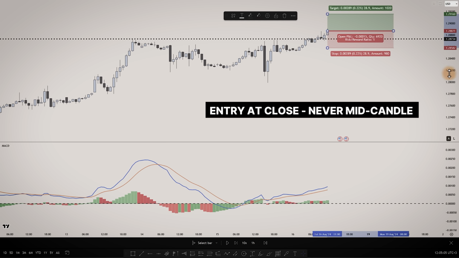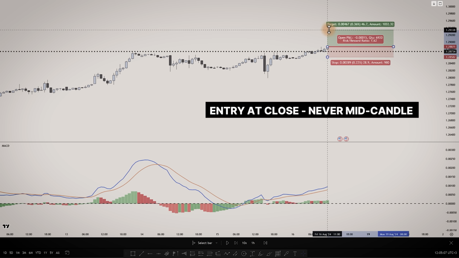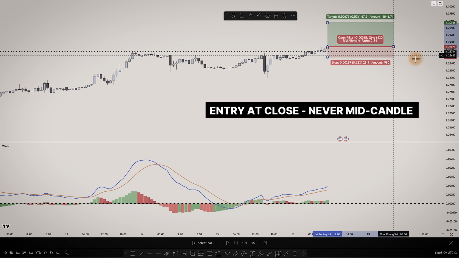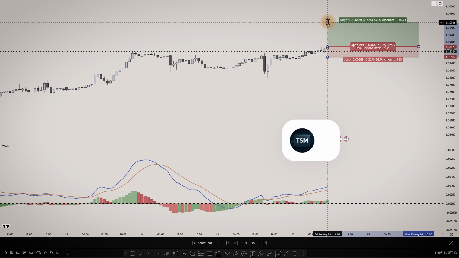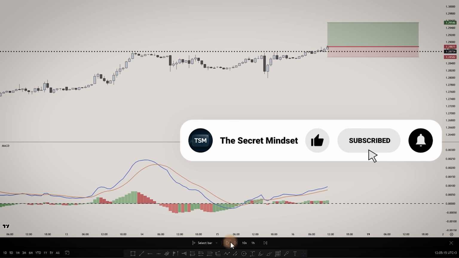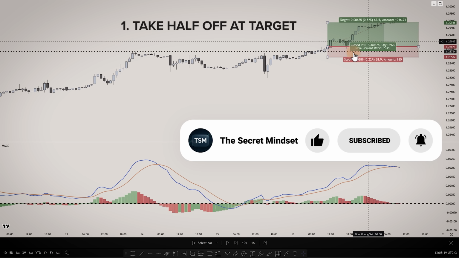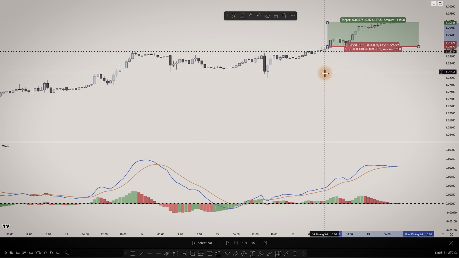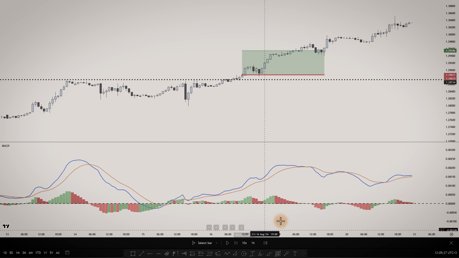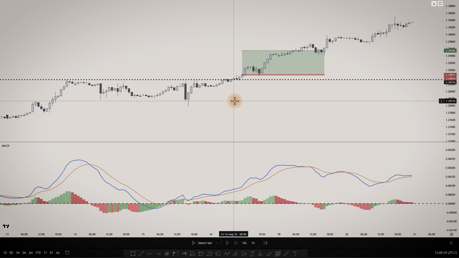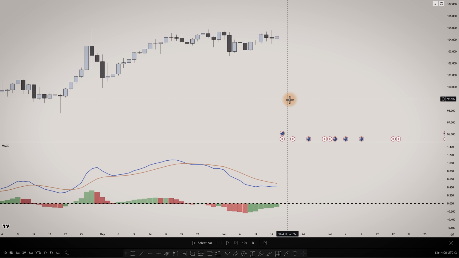Entry happens at candle close, never mid-candle. Stop goes at the recent swing high or low. Target is always 2 times my risk. These rules never change. When price hits my target, I take half off, move my stop to break even on the rest, trail the remaining position with the opposite MACD cross. No emotions, just rules.